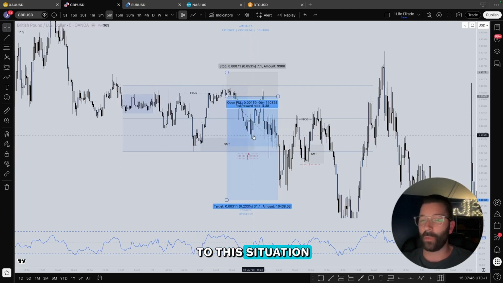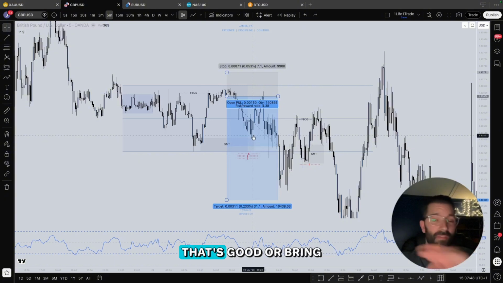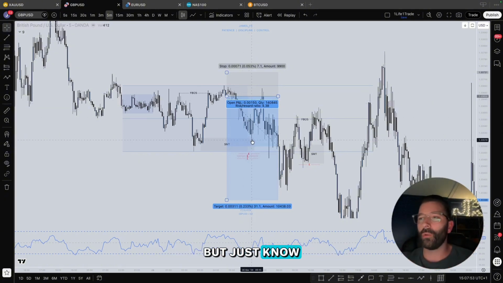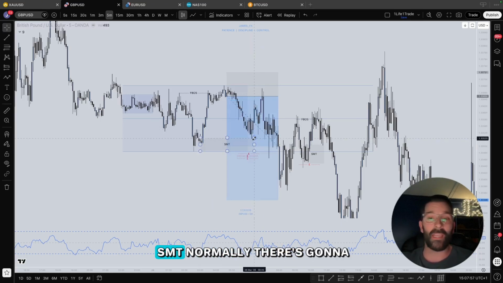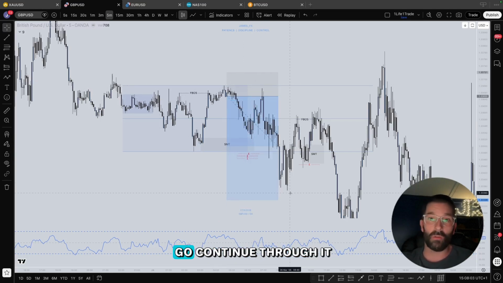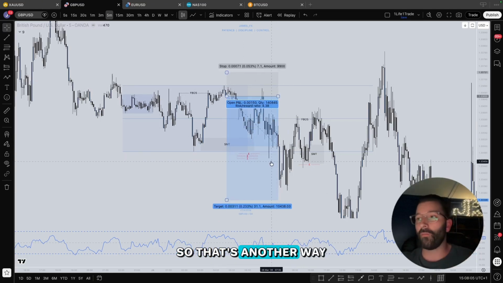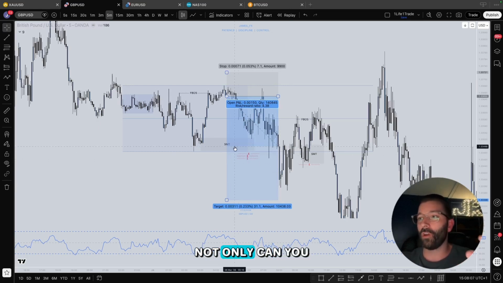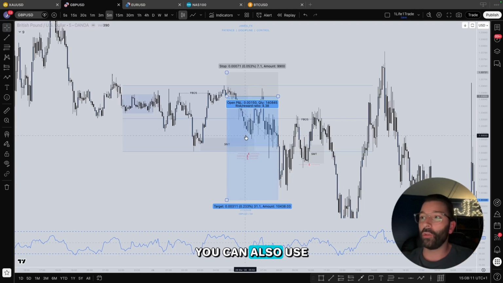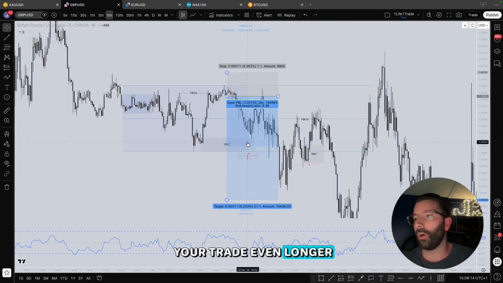So you'd get to this situation, whether you wanted to take partials and be safe, that's good, or bring it to break even because it's further down, okay. But just know, the likelihood is there's going to be a reaction off of this. And if it's an SMT, normally there's going to be a reaction. I doubt it'll break where you've entered or the high above here, and then it's going to continue through it. So that's another way you can use it to your advantage. Not only can you use it to stop you getting tricked into a trade, you can also use it to then hold your trade even longer.